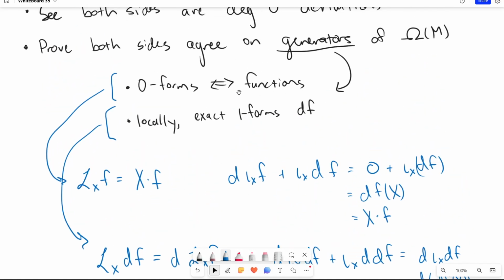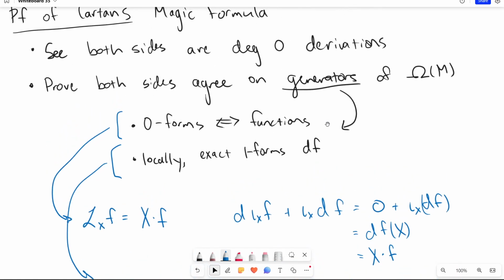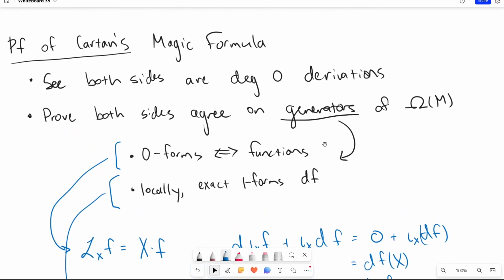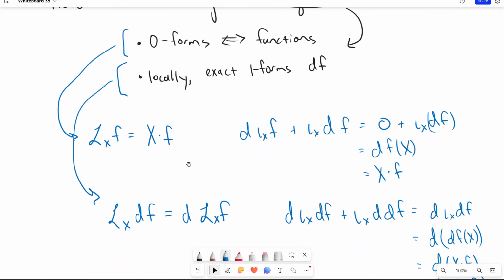And so since these are at least local generators, and derivations agree on local generators, at least the ones we're studying, they only need to see a local part of the function, because the derivation of a bump function is 0, and so we can put in bump functions and use Leibniz rule in a clever way. So that proves Cartan's formula.